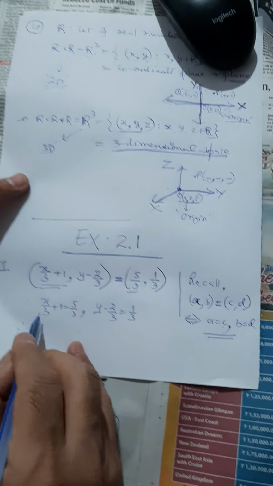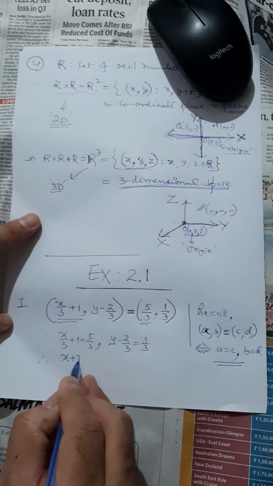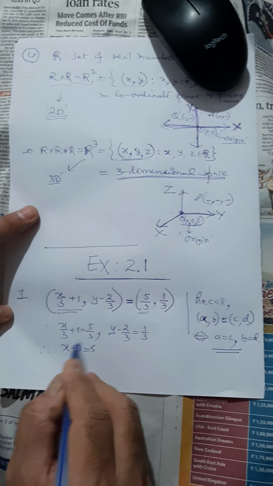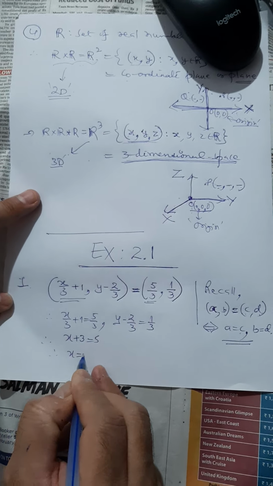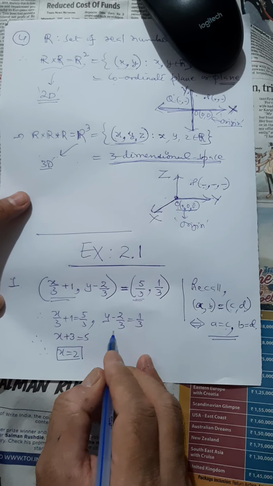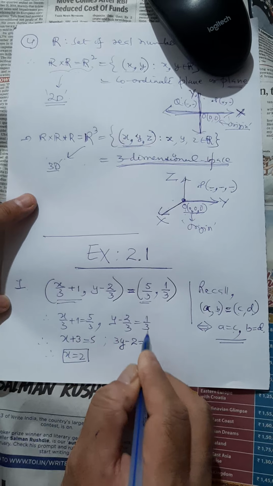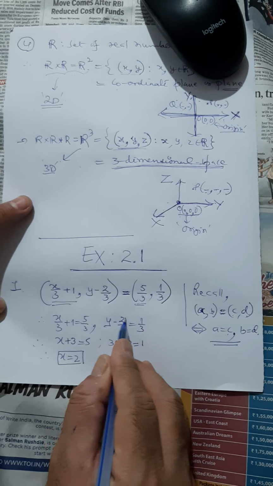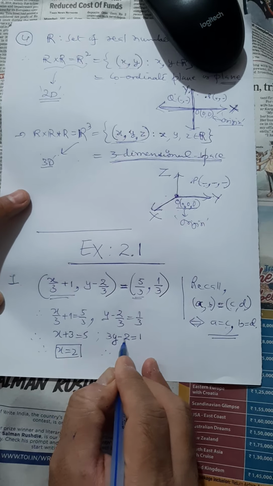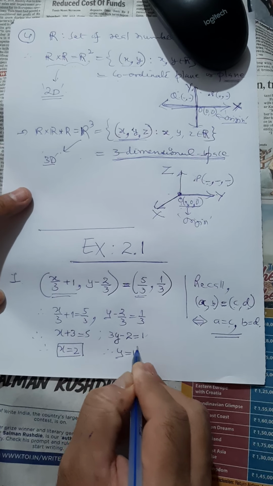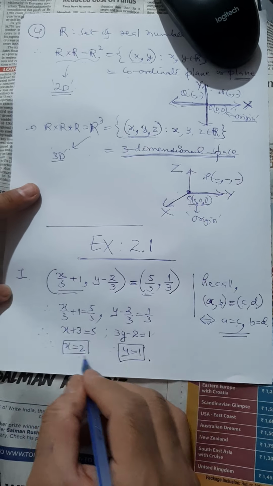So if you compare, I'll take the LCM here. So x plus 3 by 3 equals 5. The 3 will get cancelled. So x will be 2. And here if I take the LCM, 3y minus 2 equals 1. The 3 will get cancelled. 3y minus 2 equals this. So 2 on the other side, therefore y equals 1. These are the values of x and y.